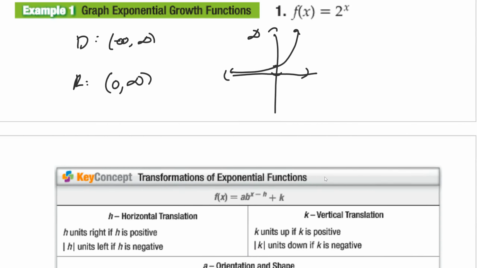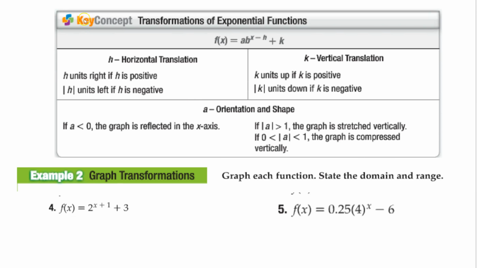You know what's next? Let's add all the stuff to it. So as we always talk about, inside, in this case, is the power. Inside moves the x, so it's left and right, and you do the opposite. Outside actually has a special meaning in this case. Outside is a y value, so let's go up and down. Inside goes left and right.